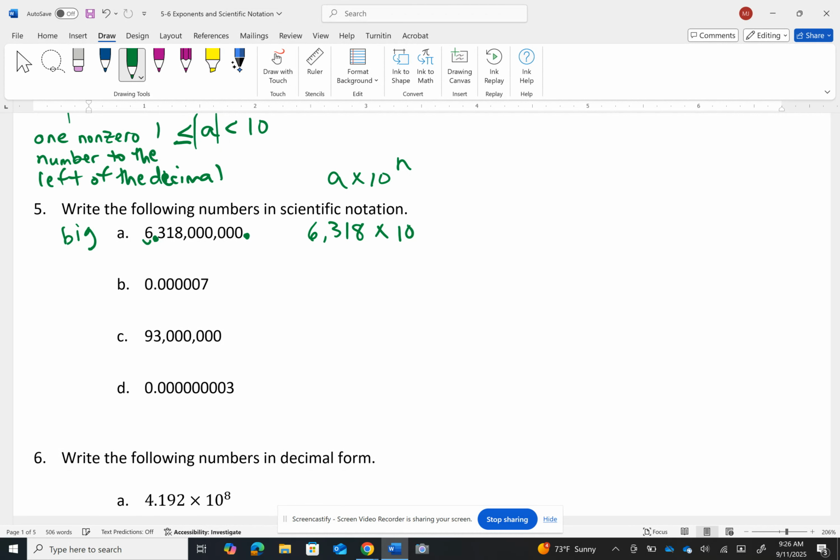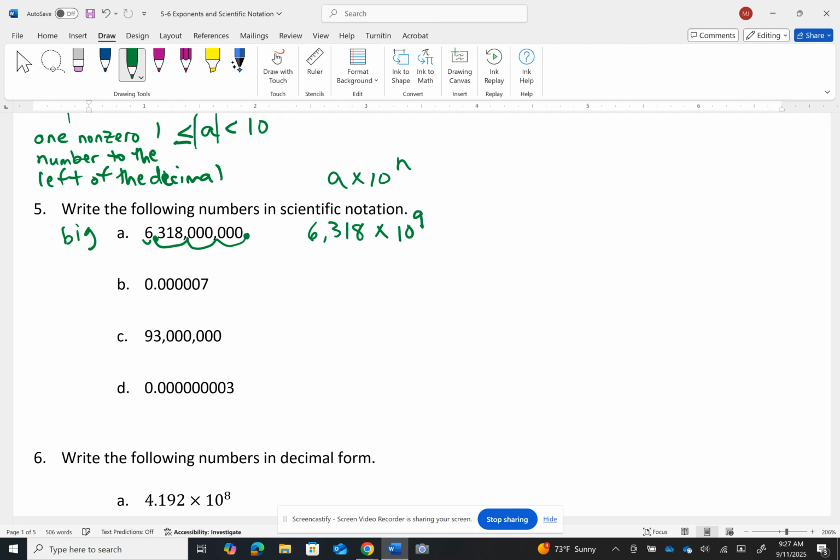And then I'm going to multiply by 10 to some power. And since that's a big number, it's going to be a positive value. And what it is would be how many places you had to move the decimal. So that's 1, 2, 3, 4, 5, 6, 7, 8, 9 places. So I'll be multiplying that by 10 to the positive 9, 10 to the 9th power.